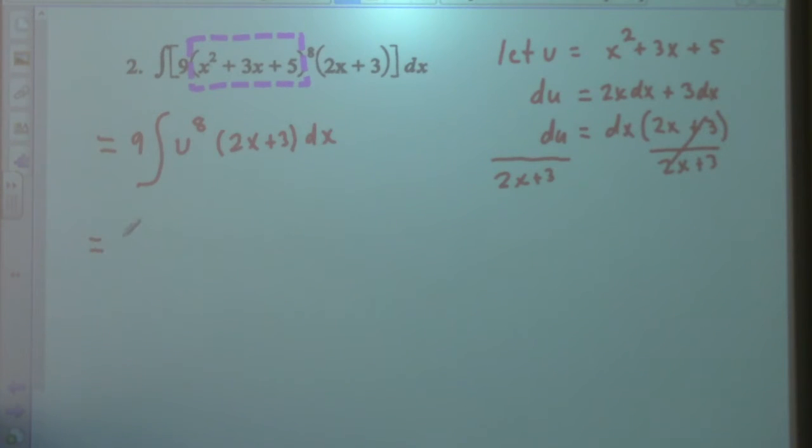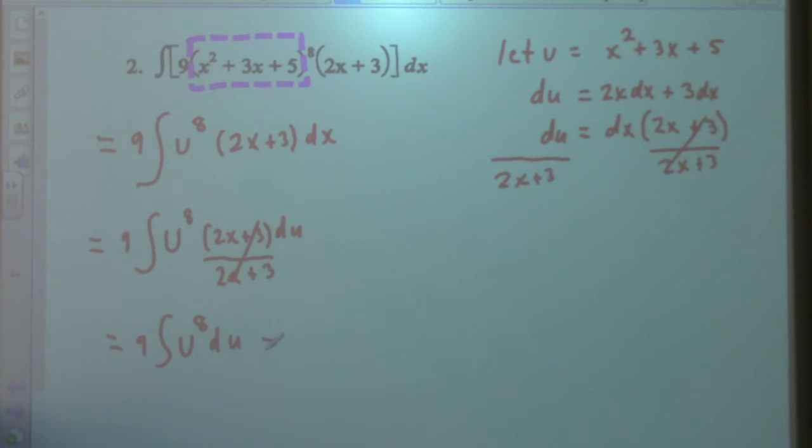So we can rewrite this as 9 integral of u to the 8th power, and we have this 2x plus 3. And now substituting dx, what's the substitution for dx? du over 2x plus 3. What happens here? Yeah, these will cancel. So we have 9 integral of u to the 8th power du.